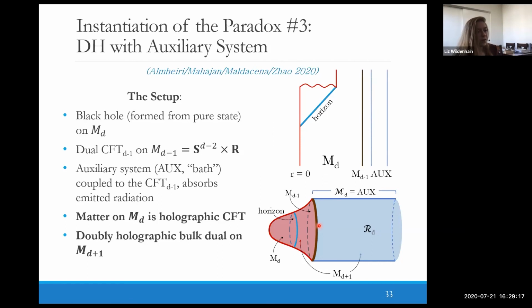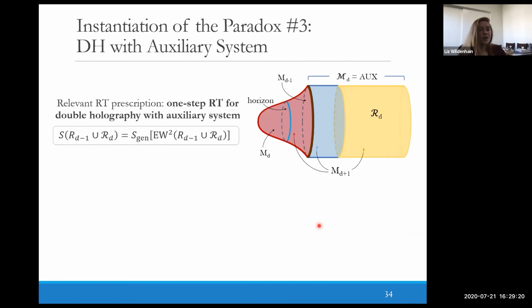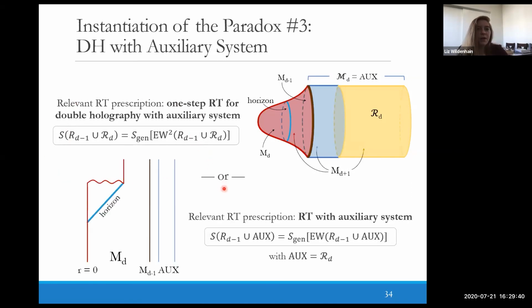And so now we want to compute the entropy of a region in the auxiliary system, which I've selected to be this gold region here. And we can do it in one of two ways. We can use our newly derived one-step RT for double holography with auxiliary system, which I've repeated here for reference. Or we can ignore the second level of holography and just compute the entropy using the RT prescription with an auxiliary system. Now this, which I've repeated here for reference, is just setting the auxiliary system equal to our script RD in order to do that computation.